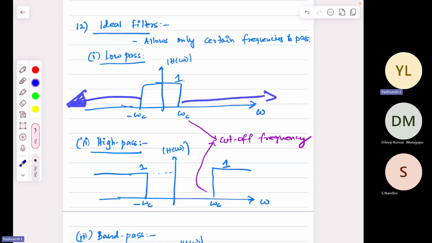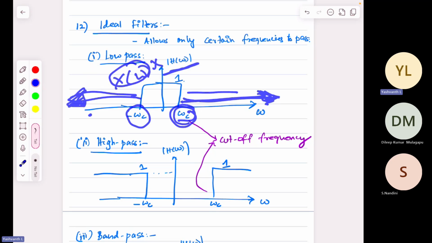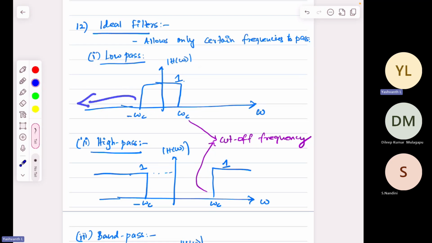So if you remember, if you pass the input X of omega, it will get multiplied with H of omega, right? Since outside of minus omega c to plus omega c, H of omega takes the value 0, any component of X of omega outside of minus omega c to plus omega c will be equal to 0. That's why it rejects, or the output will not contain, any frequency components outside this range, that is from minus infinity to minus omega c, and omega c to plus infinity. That's why this filter is also called a low pass filter. It will only pass low frequency components from the input to the output.